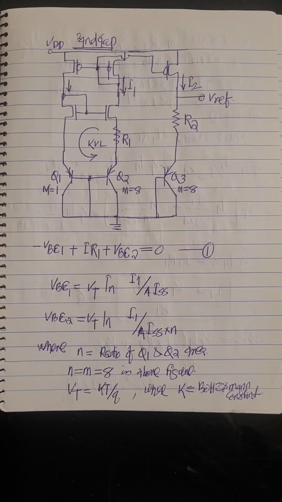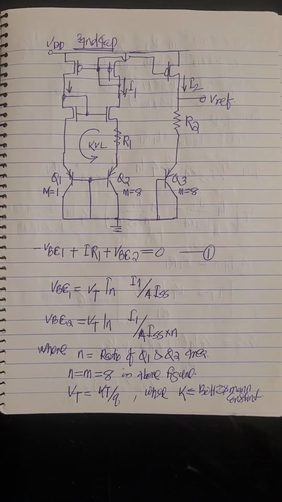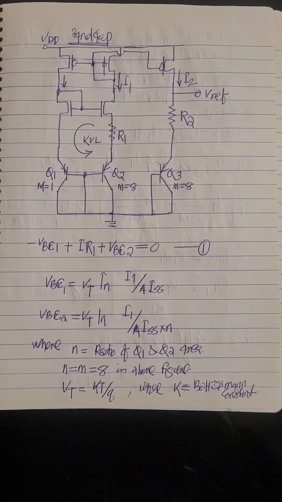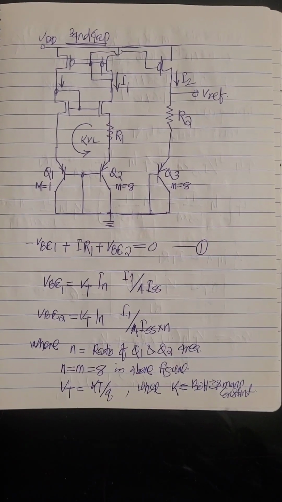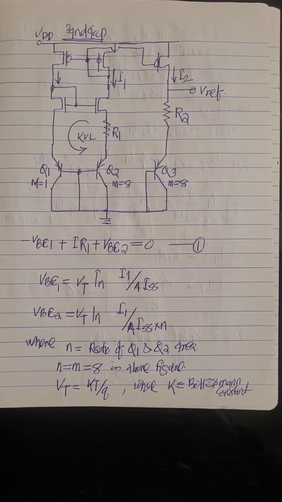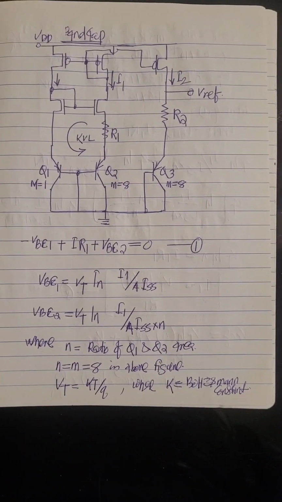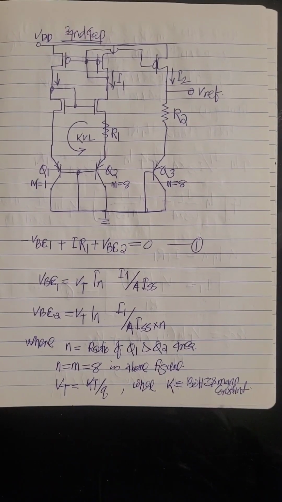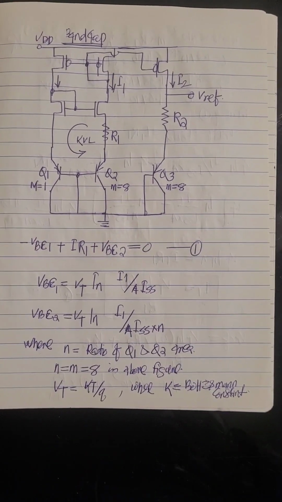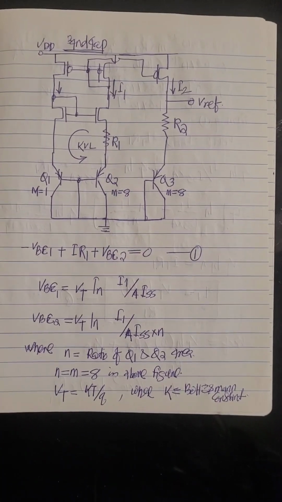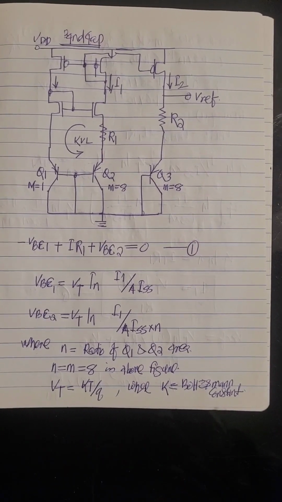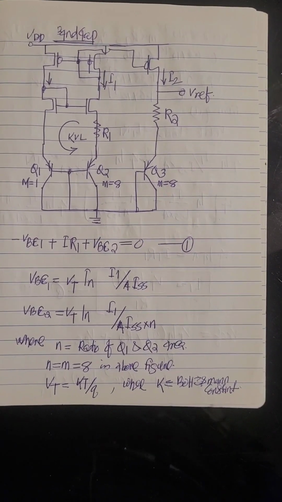Yeah, and now if you write the KVL equation, which is equation number 1: minus VBE1 plus I1 R1 plus VBE2 equal to 0. VBE1 is Vt ln I1 by A Is, where A is the area of the BJT, and VBE2 is Vt ln I1 divided by A Is times N. N is the ratio of Q1 and Q2 area, where N, or M, equals 8 in the above figure. Vt is equal to kT by q, where k is the Boltzmann constant.